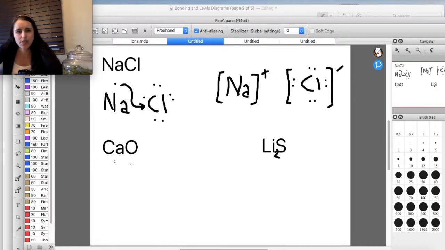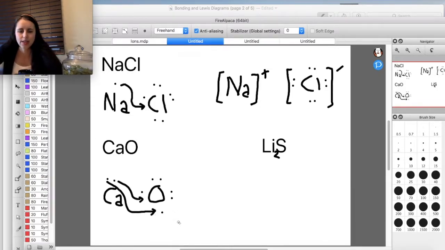Let's take a look at the next one. Let's look at calcium oxide. So we have a calcium, we have an oxygen. Same idea, we're going to draw ourselves our rough work. Calcium is going to have 2 valence electrons. Oxygen is going to have 1, 2, 3, 4, 5, 6 valence electrons. So calcium is looking to give up 2. Oxygen is looking to gain 2. Well, that sounds perfect.